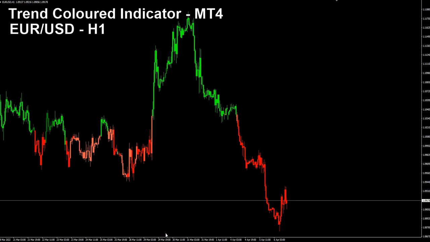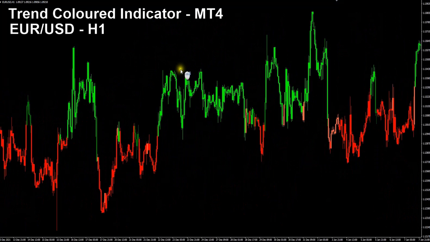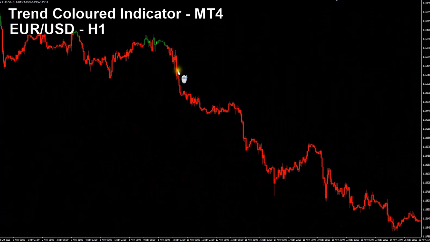It's currently the 6th of April 2022 and I'm going to review this colour trend indicator on the MT4 platform. Now I've got a very simple strategy that you can use in order to benefit from this indicator. So I'm just going to now scroll back to a random place and I'm going to explain this little technique that I have for you, and maybe it's something that you might want to try out.